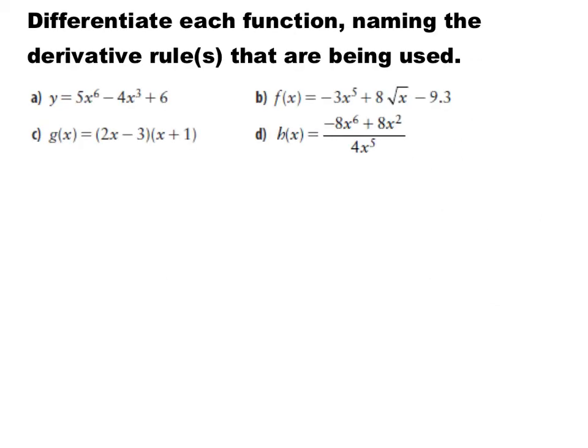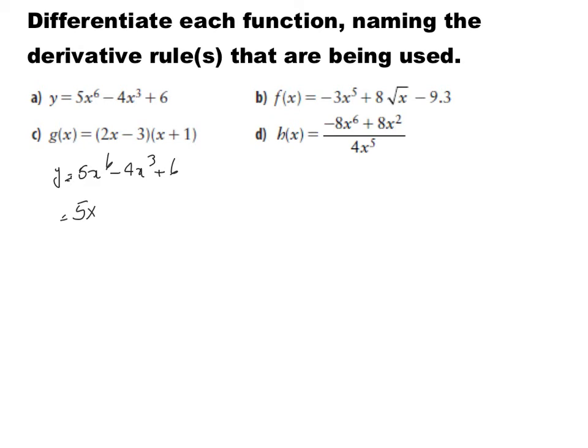The next question says differentiate each function, naming the derivative rule that are being used. The first one is y is equal to 5x exponent 6 minus 4x cubed plus 6. Now when we get the derivative of 5x exponent 6, since we have a constant times a polynomial, it is going to be constant times the derivative of that polynomial, which is x exponent 6.